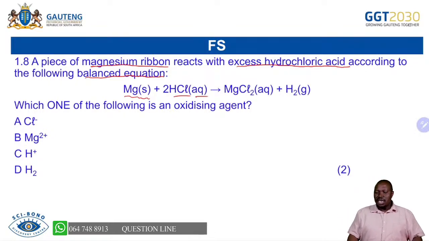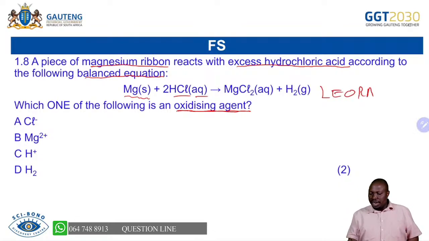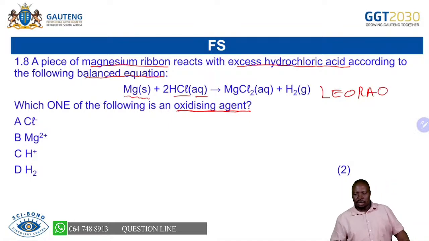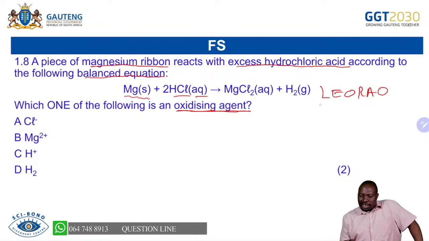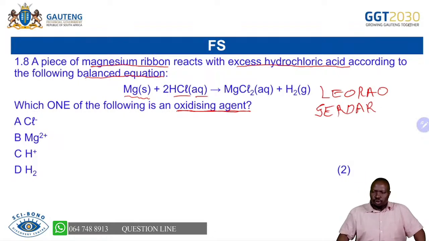Now, the question is saying, which one of the following is an oxidizing agent? Remember, by definition, when we started, we said loss of electrons is oxidation. That's where we find our reducing agent, and the reducing agent is oxidized. But for the oxidizing agent, we said gaining of electrons is reduction. That's where we get our oxidizing agent, and our oxidizing agent will be reduced. So it's very important to know that if we are asking which one is the oxidizing agent, we are asking which one will be reduced in this reaction.